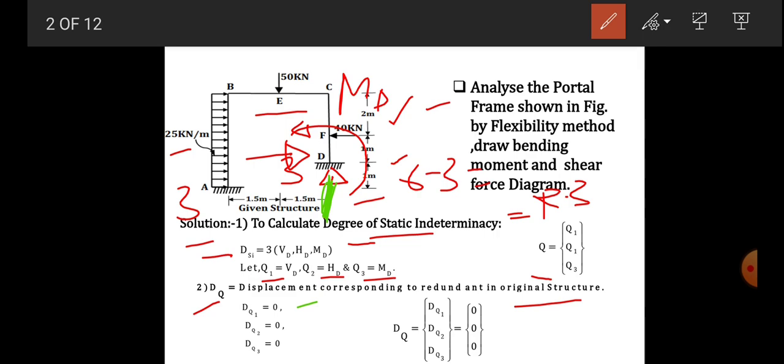Now second redundant is HD. There is no displacement in the direction of HD, or no sinking in the direction of HD. So the displacement dq2 is equal to 0. There is no angular rotation in the direction of the third redundant or MD. So the dq3 is equal to 0. So mentioned here in the matrix form. So all values will be 0, no displacement.